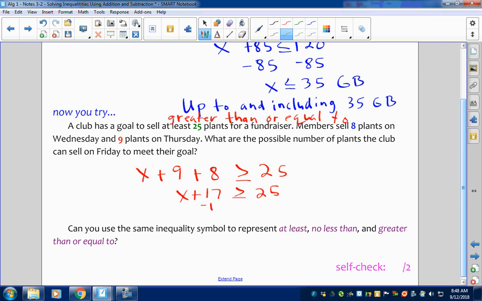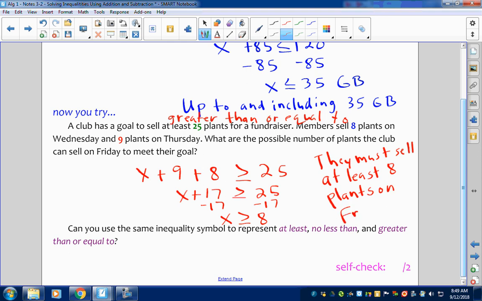So if we solve this inequality, we have x is greater than or equal to 8. So what that means is they must sell at least 8 plants on Friday. So they must sell at least 8 plants on Friday to meet their goal.